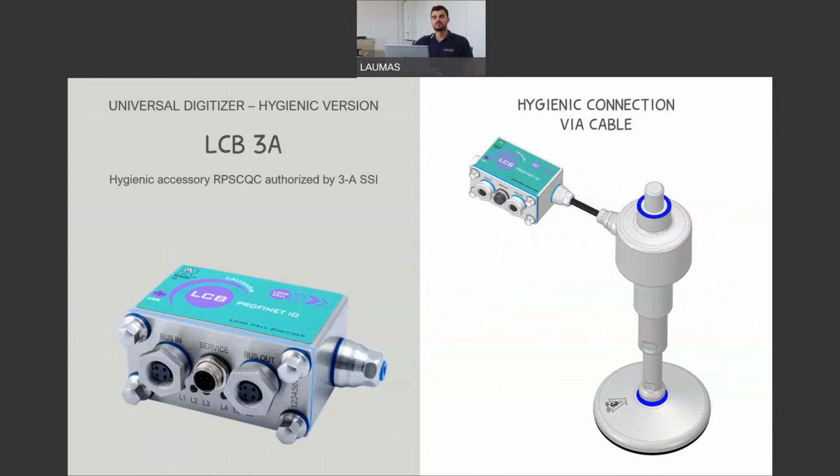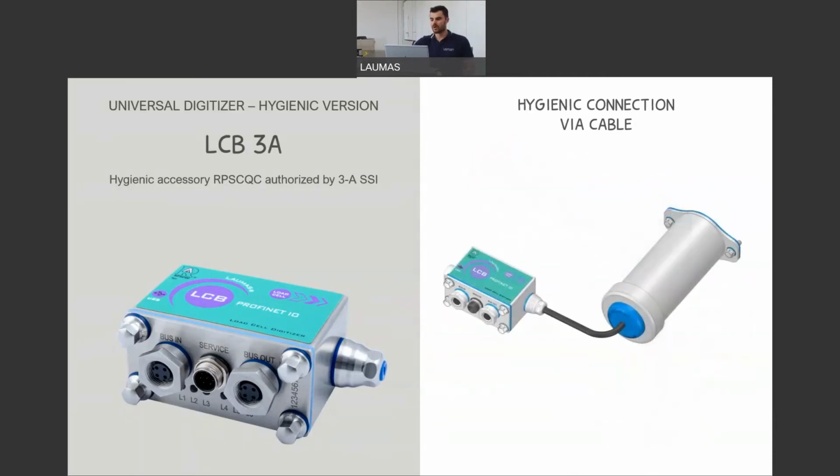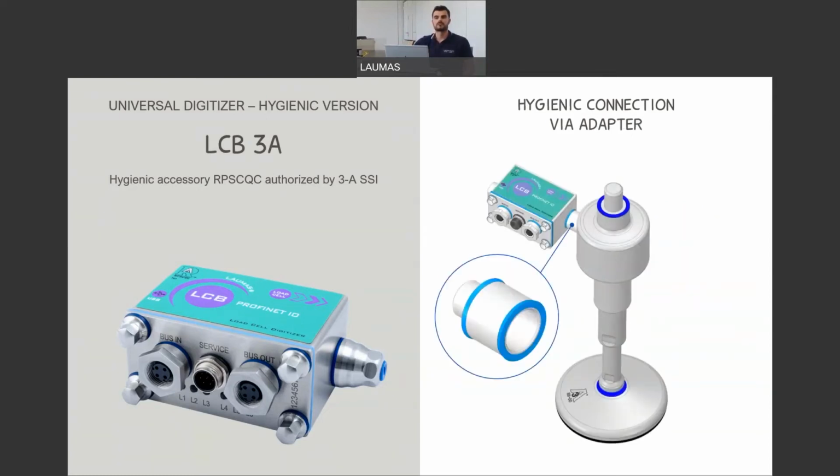The possible installation of our LCB can be done through the cable, with a cable length connected to the load cell, or we can connect our LCB to the cable that goes out from the junction box. In this case, we have one or more load cells connected in the junction box and then going through the LCB to a PLC. The third possible installation could be directly on the load cell body. Of course, we have many different hygienic connection adapters.